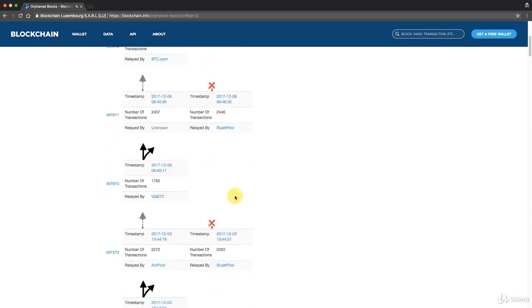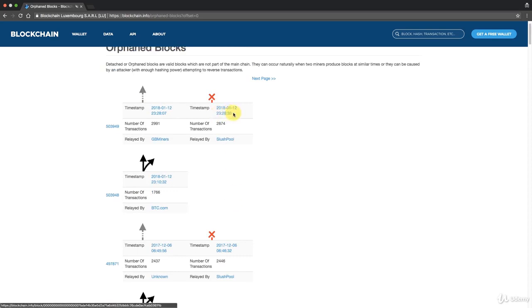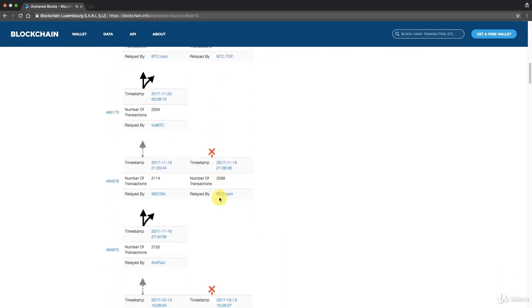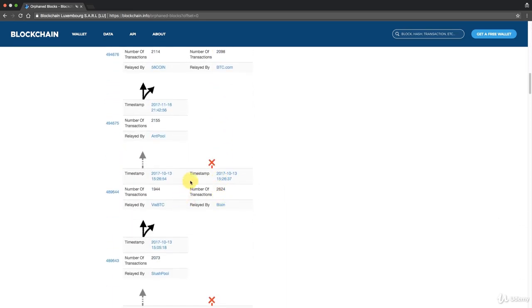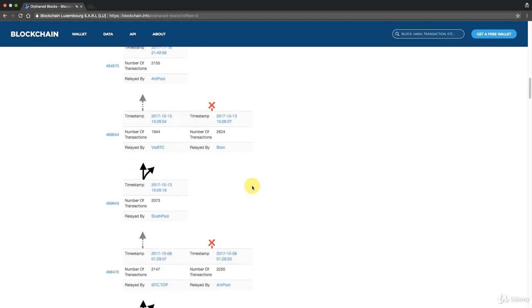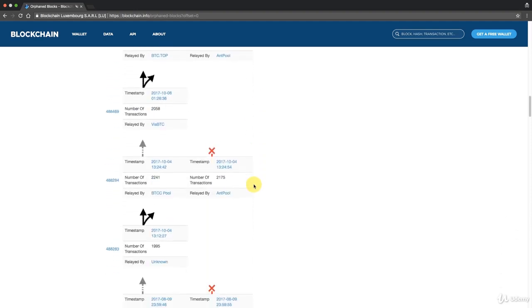Look at the times. You can see that this one was mined earlier, and this one was mined later. But if you look here, this one was mined later, so this one was actually mined first. 26 minutes 37. This one was mined at 26 minutes 54 seconds. So it really doesn't matter who mined it first in terms of time, right? What matters is who has the longest chain in the end. Which block results in the longest chain in the end. That's what matters at the end of the day.